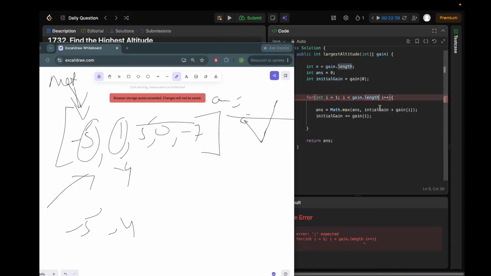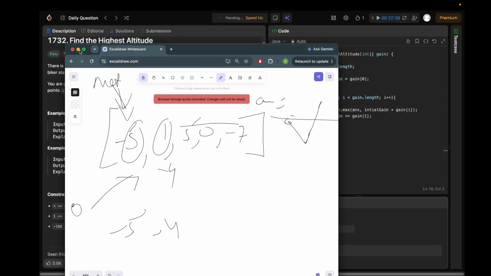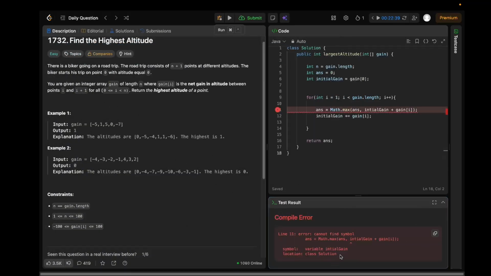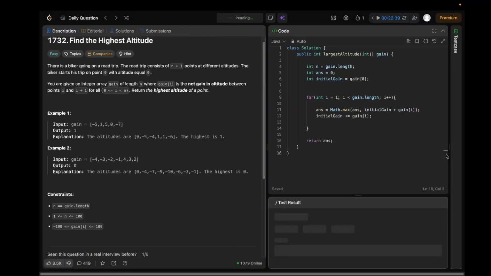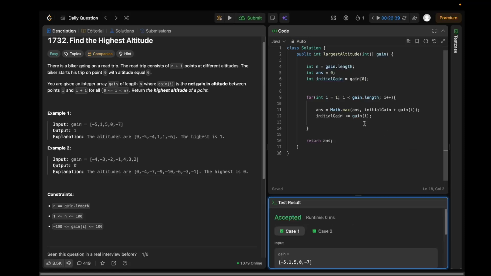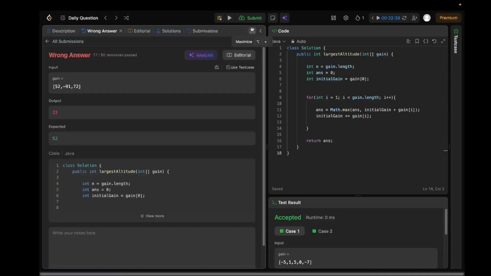Expected, oh yeah, I have columns everywhere else. Let's see. Variable initial gain, spelling is wrong. Okay, both test cases did pass, but I don't know if this was the optimal way. But let's see where we have a few test cases where we didn't pass.